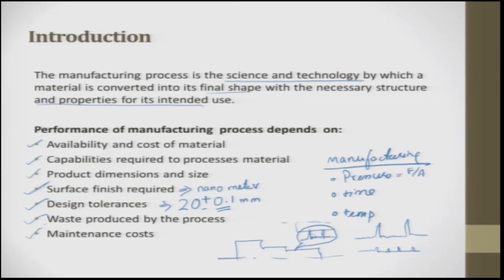For example, when you talk about nanometer surface finish or IC chips, it demands a room or an ambience where the machine is to be maintained in a proper manner. So, there is a lot of maintenance cost involved. All these manufacturing processes depend on these parameters: availability, cost, capability, then product dimensions, surface finish, design tolerance, waste produced by the product, and maintenance cost. All these things have to be considered while deciding a process.